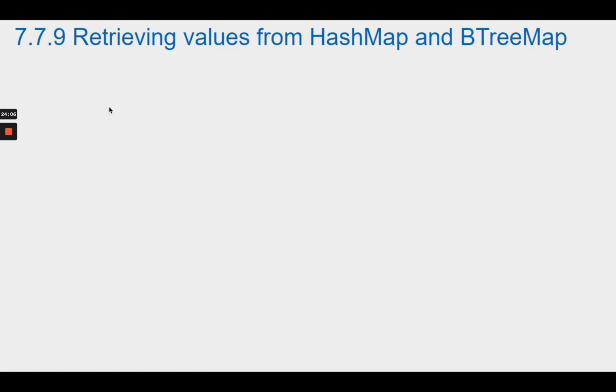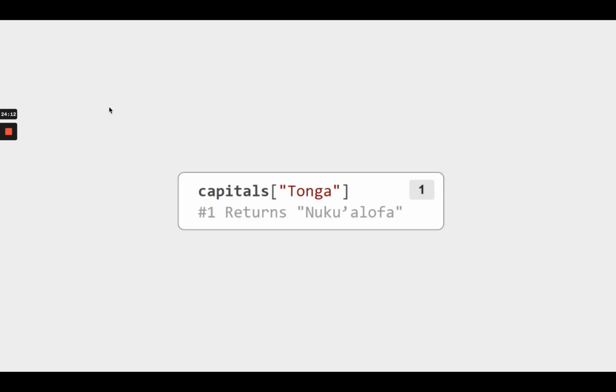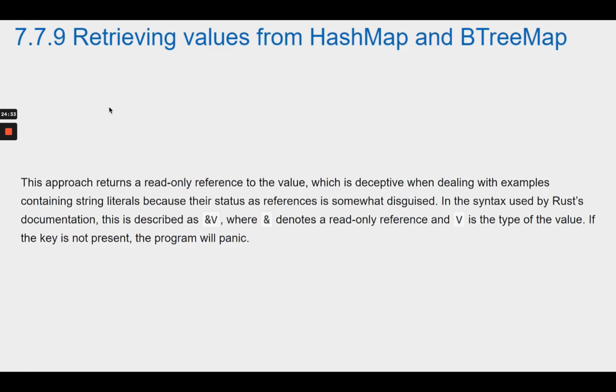Section 7.7.9. Retrieving values from hash map and B-tree map. The main advantage that a key-value store provides is its ability to access its values. There are two ways to achieve this. To demonstrate, let's assume that we have initialized capitals from listing 7.19. The approach, already demonstrated, is to access values via square brackets.